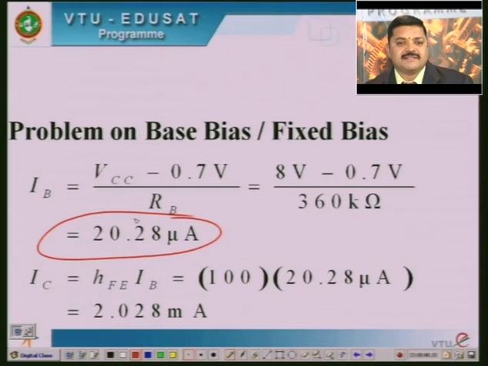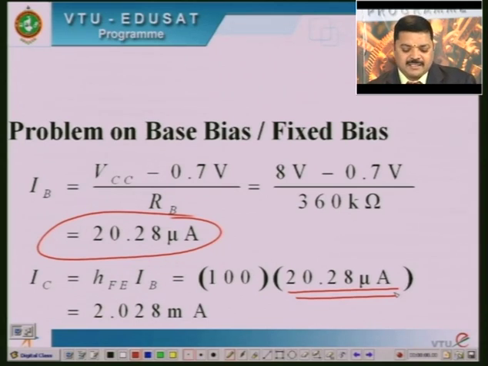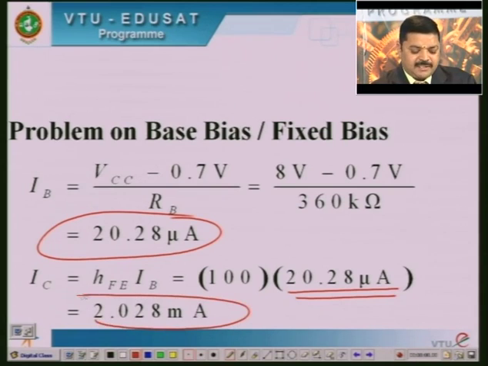Let us find out IC. IC is given by HFE into IB. As I told you, HFE and beta are both the same, with different notations, that is all. It is the DC current gain in the CE configuration, which is given by IC by IB. Therefore, IC is equal to beta or HFE into IB. Here in this given problem, HFE is given to be 100 and IB we have calculated as 20.28 microamps. Therefore, if you calculate this value, IC comes out to be 2.028 milliamps.